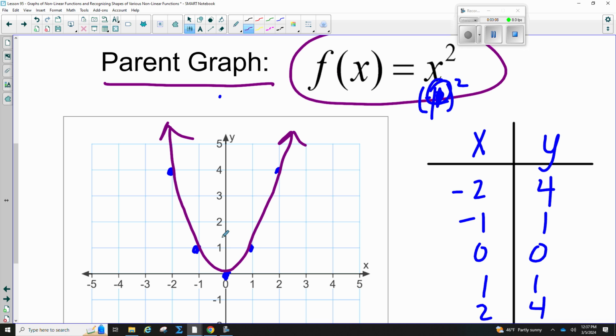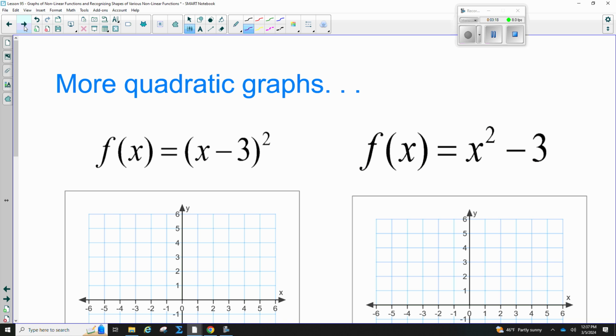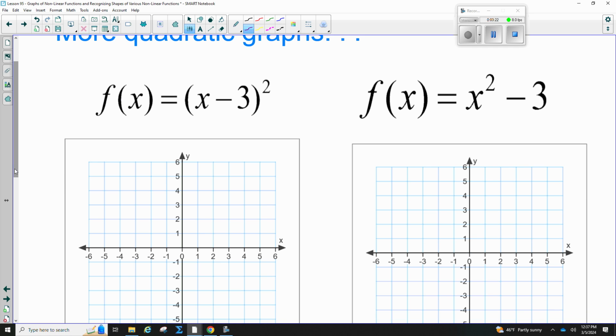And all I have to know is that if x squared is in there, it's a parabola, if it's the highest exponent. So there you go. That's the parent graph. All right, so more quadratic graphs. Don't write this down. Just watch, okay? So this, guys, is a quadratic.